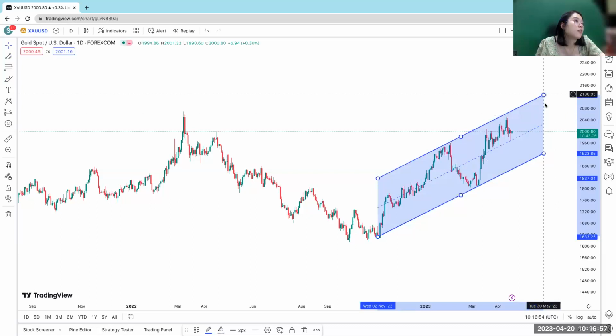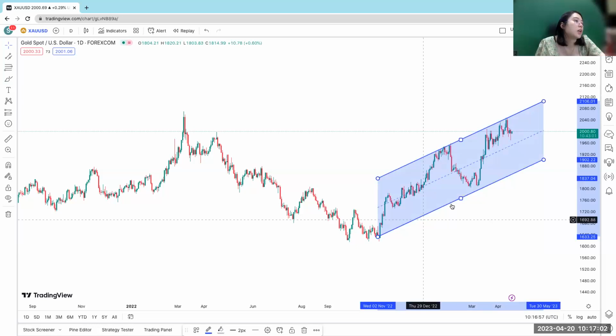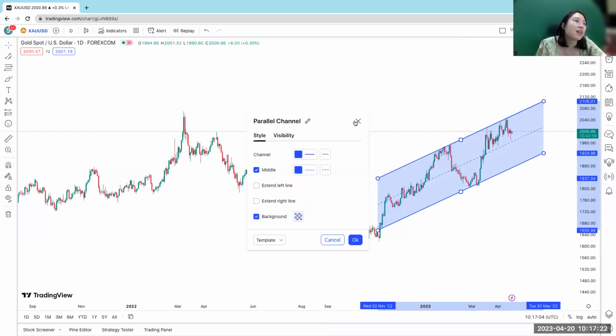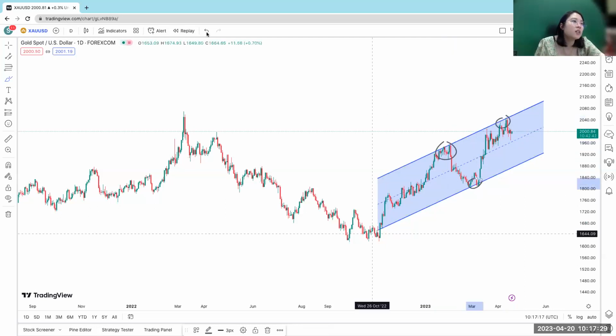Trying to see if I can fit this channel in nicely. Okay, this channel doesn't work. Why? Because for a valid channel, we need two touches. Price is touching very nicely on top and two touches at the bottom. In this case, there's one touch at the bottom and this is not really considered because it's a cut. It's not really within the channel. So I'm not going to use this as a reference.